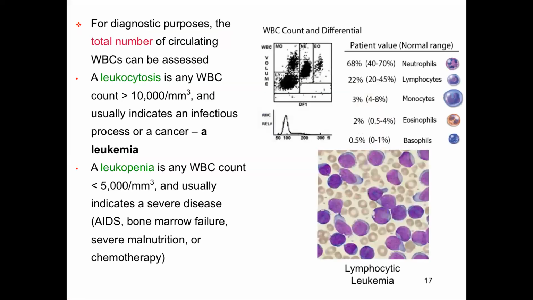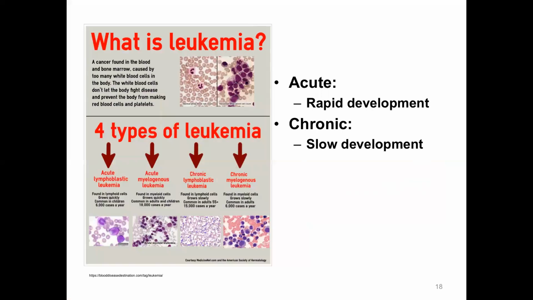So they can use certain instruments to allow them to count how many cells or what percentage of your white blood cells are these different types, and that will help, however it's deviating from normal, help to assess what is wrong with you, okay?